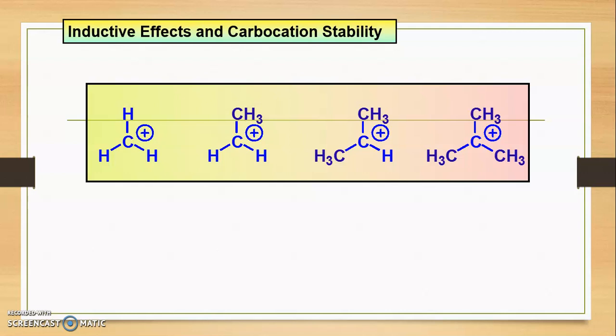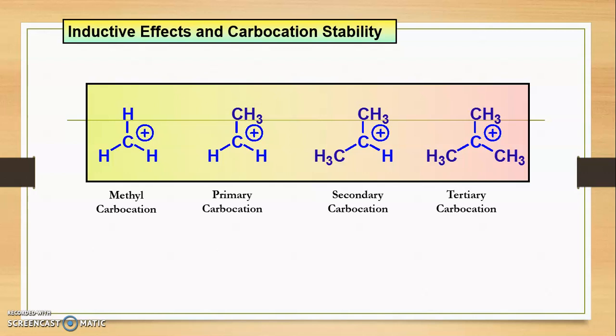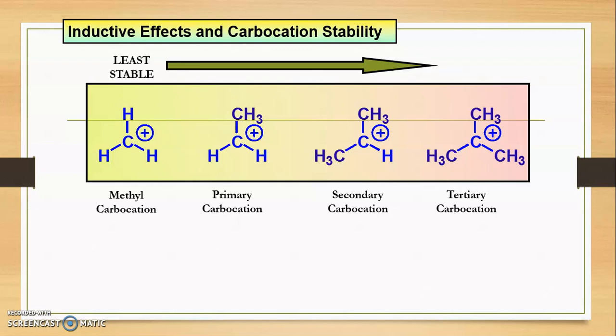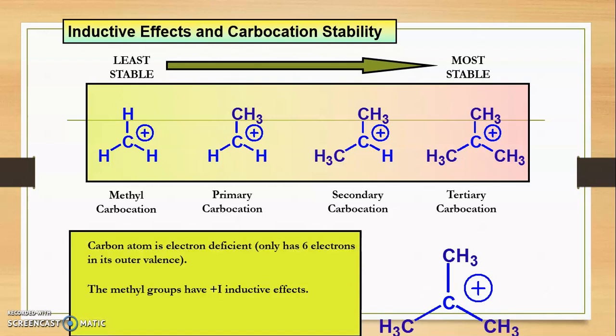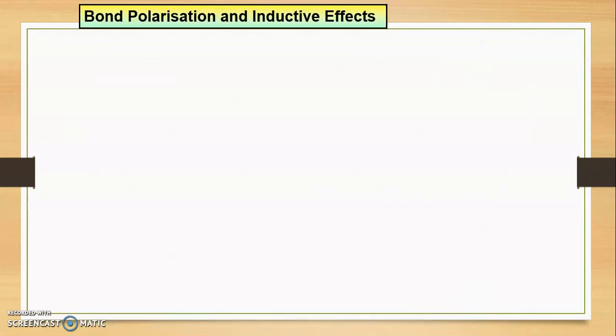Inductive effect and carbocation stability. Among methyl, primary, secondary and tertiary carbocations, the methyl carbocation is the least stable. Tertiary carbocation is more stable. In this, the methyl group shows plus I effect.